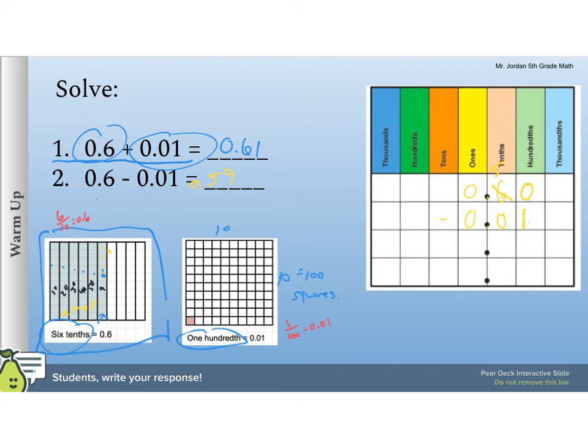This is going to become 5. This is going to become 10. Put this in black, it becomes 5. This now becomes 10. So then I'm going to have 10 subtract 1 is 9, and this 5 subtract 0 is 5. The decimal stays. So 0.6 subtract 0.01 is 0.59.